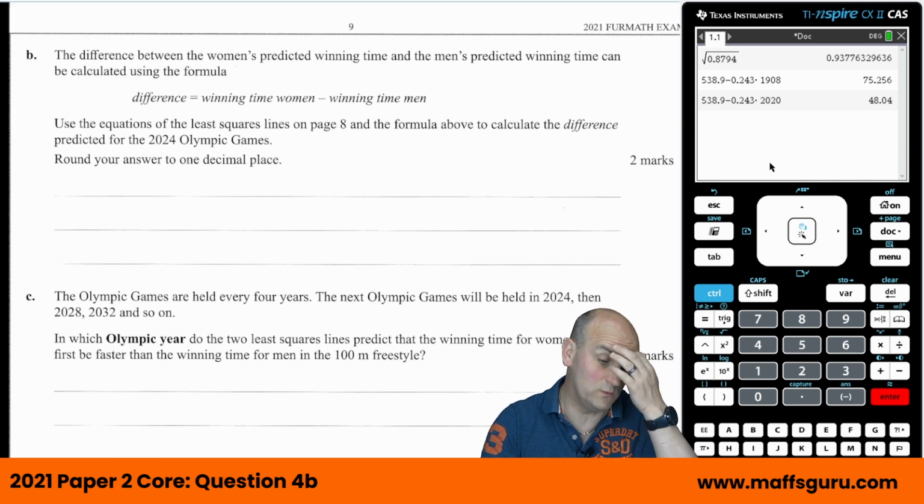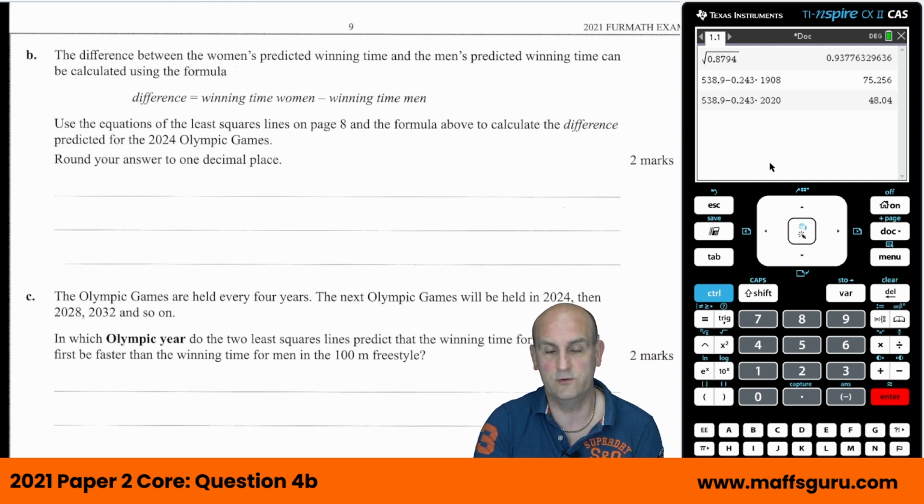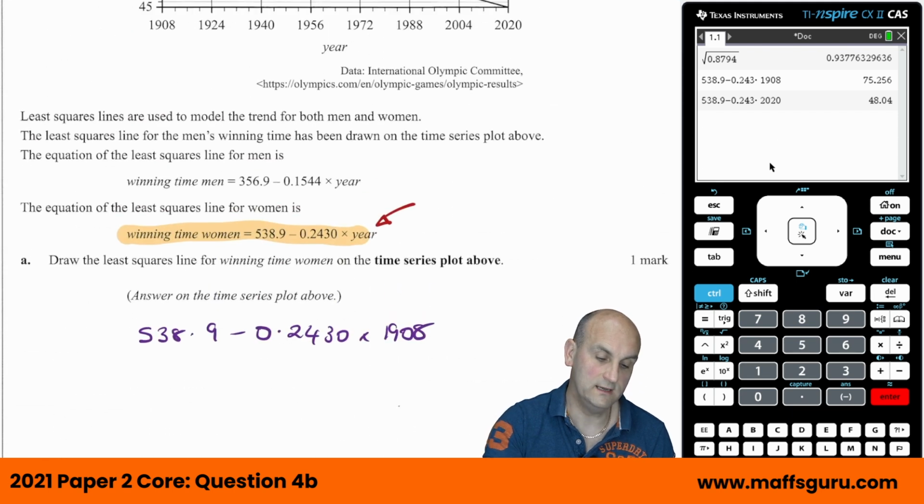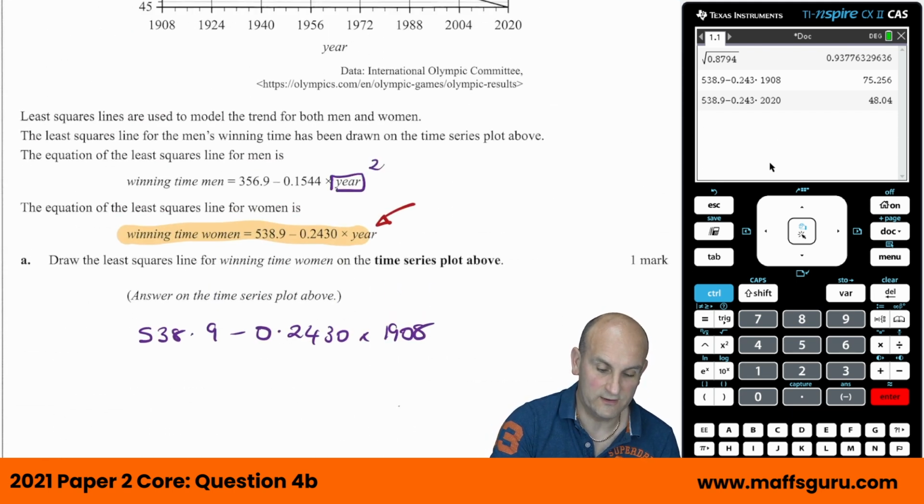The difference between the women's predicted winning time and the men's predicted winning time can be calculated using that formula. Very nice for them. Use the equation of the least squares line on page 8 and the formula above to calculate the difference predicted for 2024. So again, I put 2024 into both of these equations, right? So here, I changed that for 2024 and worked that out. And here also for 2024 for that equation as well.